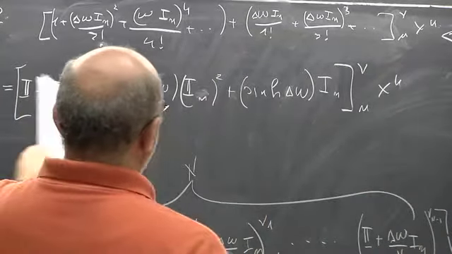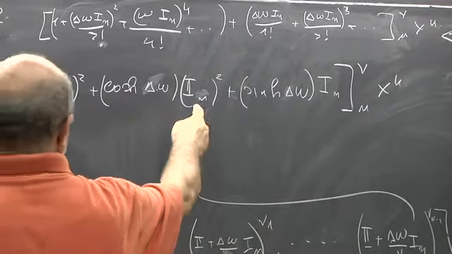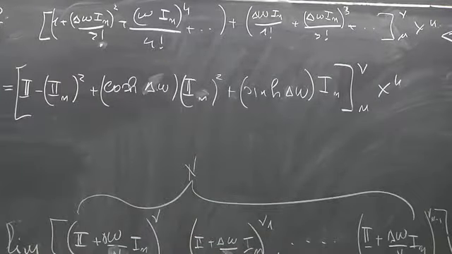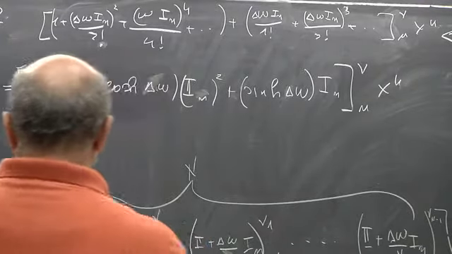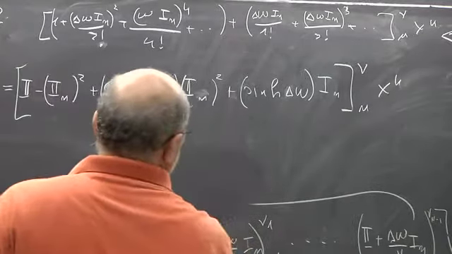Now, if you work out in components, remember I have the explicit form of the I n square, and I have the form of I n that is here. So if you work that out in detail, you get the following things.